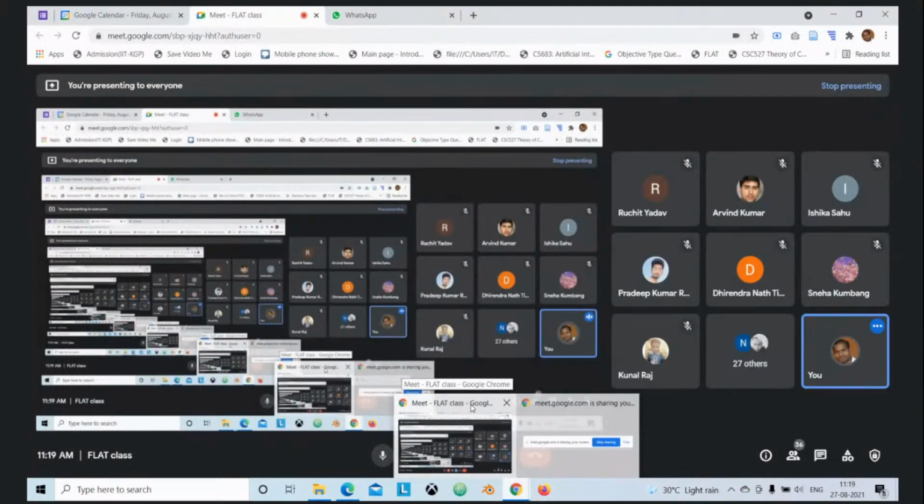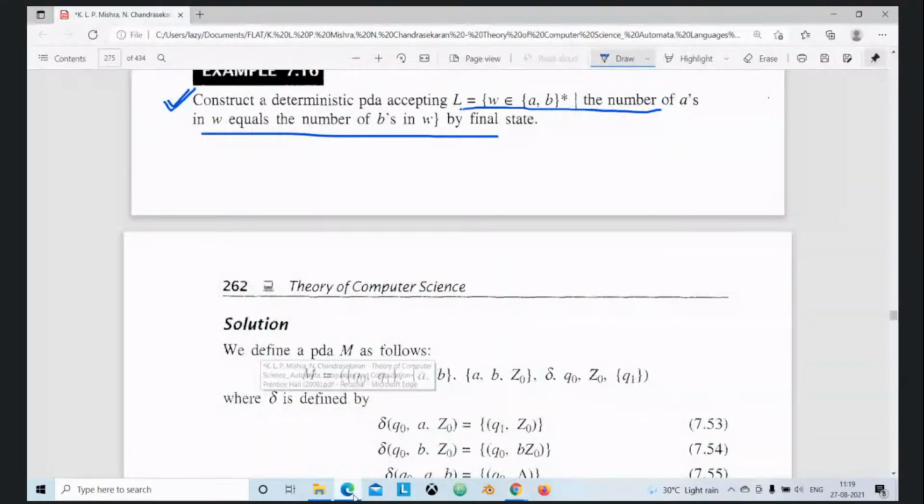Yes, sir. So post the solution in the group so that I can see.